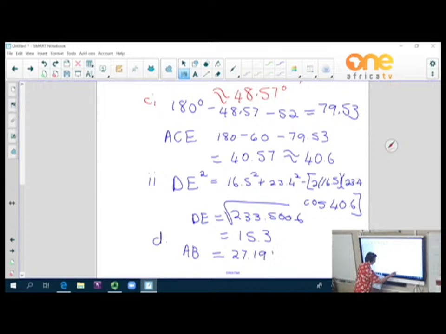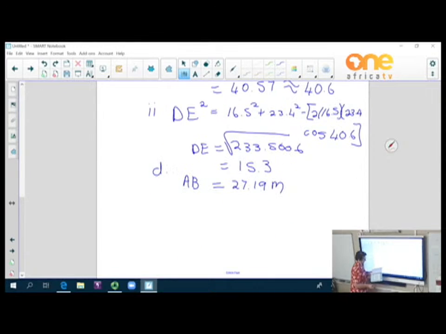This one is 27.19 meters, AB, and then I calculate the two areas to add them. So it is a half of 27.19, because those two must be perpendicular. That's why I need AB, and the 15.7. This is in a right angle triangle. And then the second one is now not a right angle triangle.